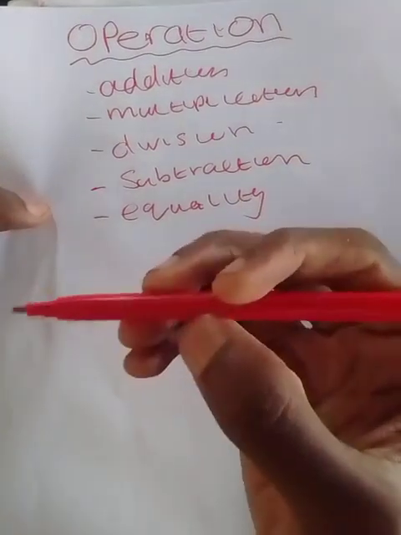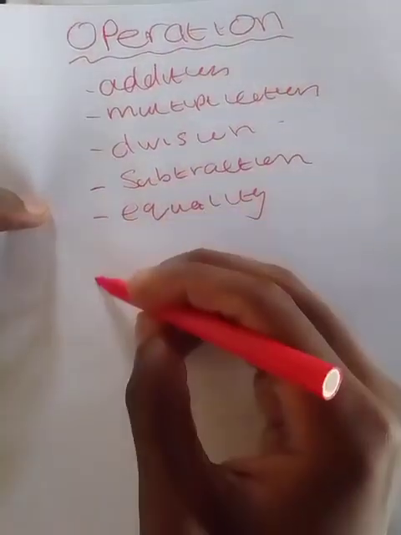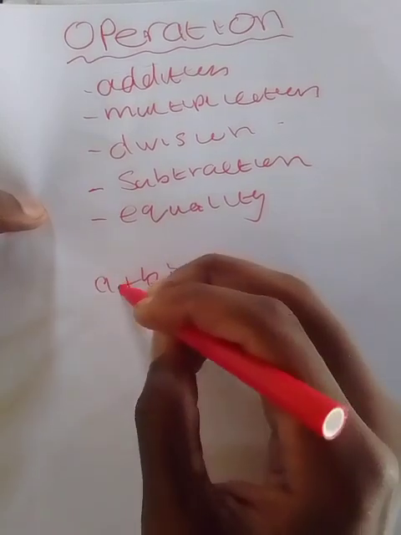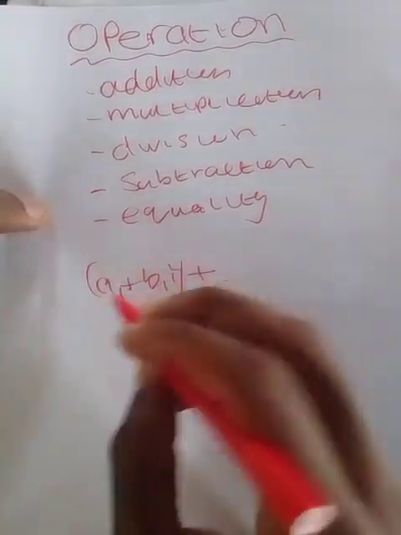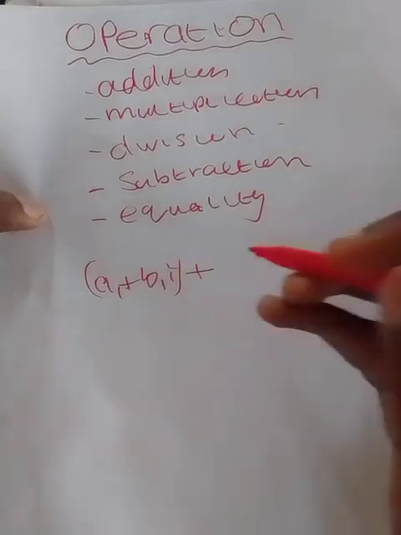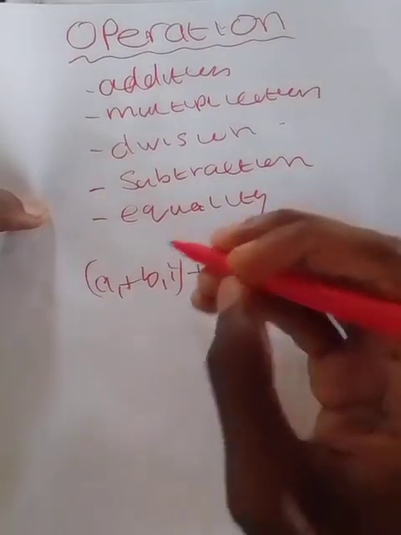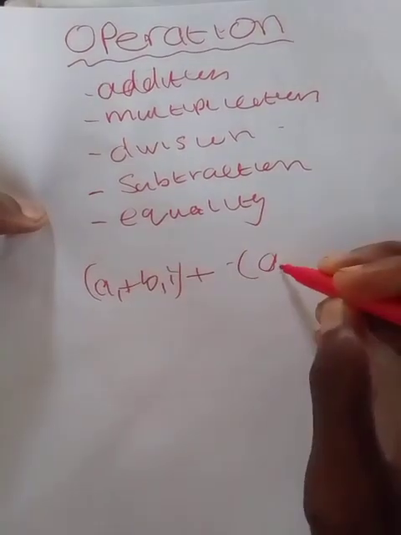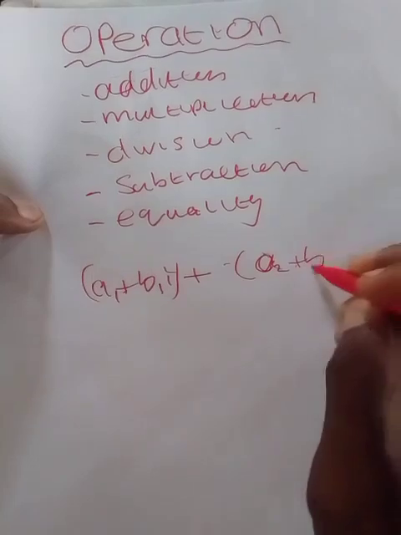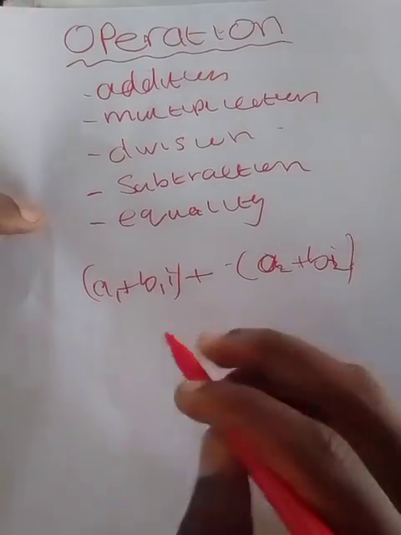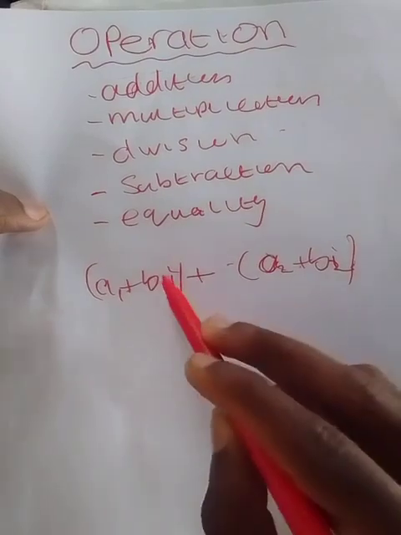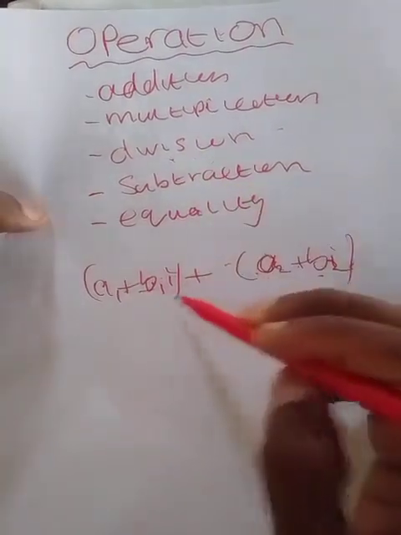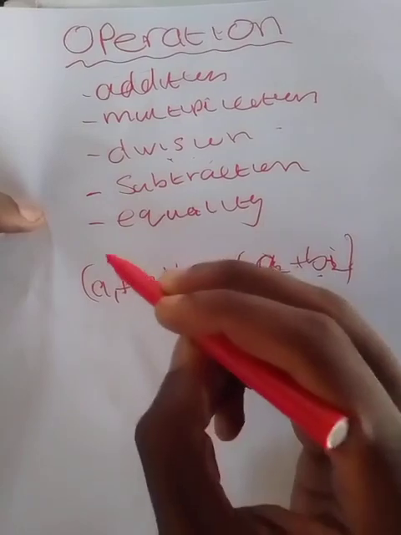What I mean by using them on complex numbers, let's say maybe you have a1 plus b1i. It's like you're adding 2 complex numbers. You'll be using addition when you're adding this complex number plus, this time, a2 plus b2i. So what I'm trying to say is that you can add 2 complex numbers, multiply 2 complex numbers, divide 2 complex numbers, subtract 2 complex numbers, and you can equate 2 complex numbers. So you need to know this.